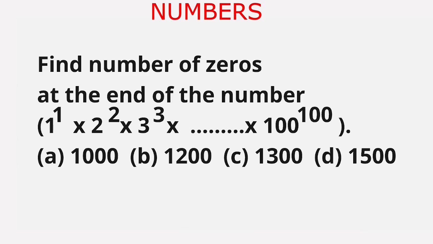Our question is, find the number of zeros at the end of the number 1 to the power 1 multiplied by 2 to the power 2 multiplied by 3 to the power 3 multiplied by, this goes up to, multiplied by 100 to the power 100. The given options are option A 1000, option B 1200, option C 1300, option D 1500.